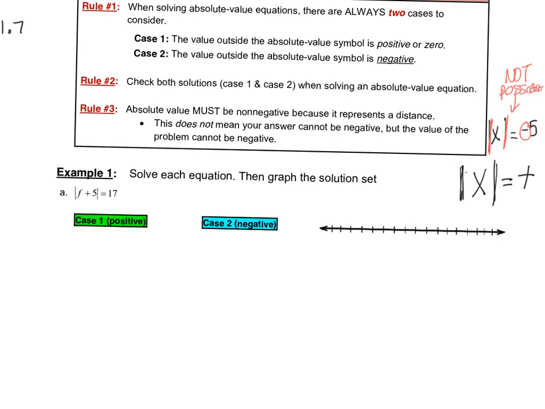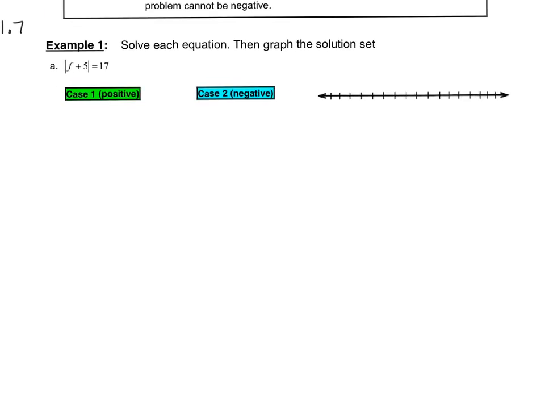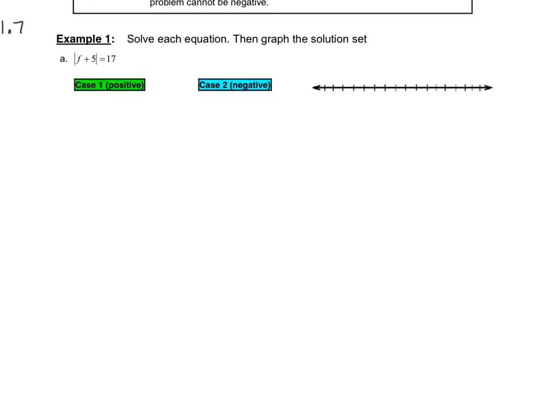So let's get some work started so that we can get an idea of everything. At this point, it's okay if you're a little confused, but just walk with me for a second.